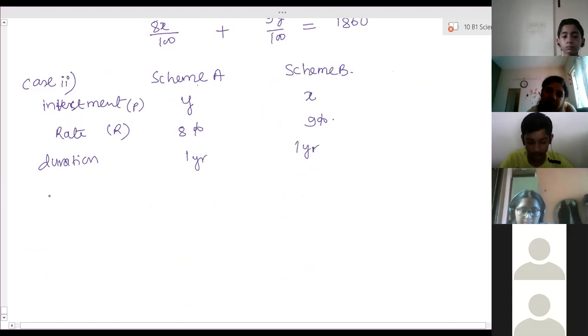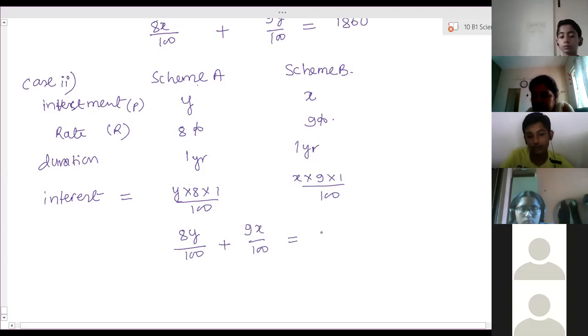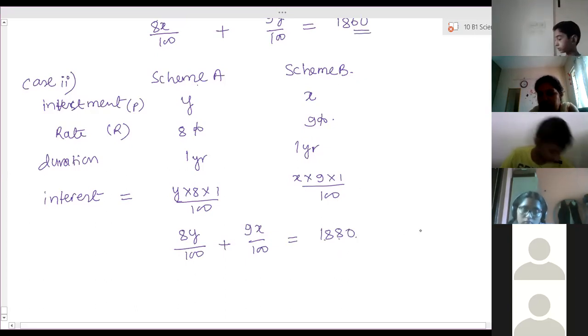So new interest now: y into 8 into 1 by 100 and x into 9 into 1 by 100. So it is 8y by 100 and 9x by 100. If we add, we will get the total interest is 20 rupees more. So 1860 was there earlier, 20 addition, it will become 1880.